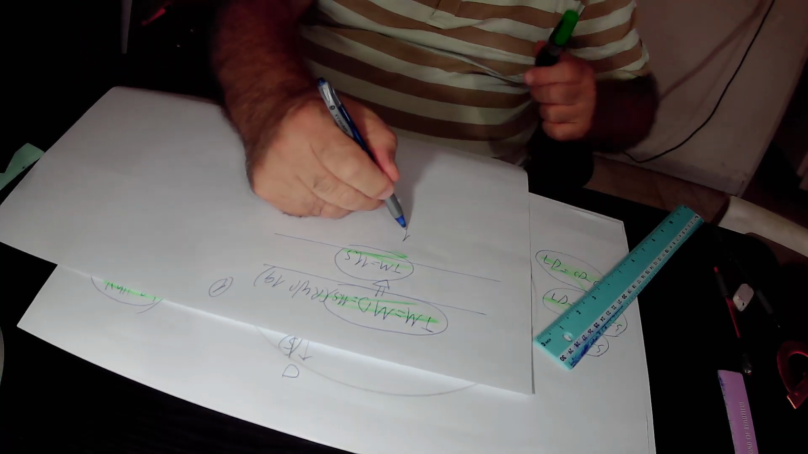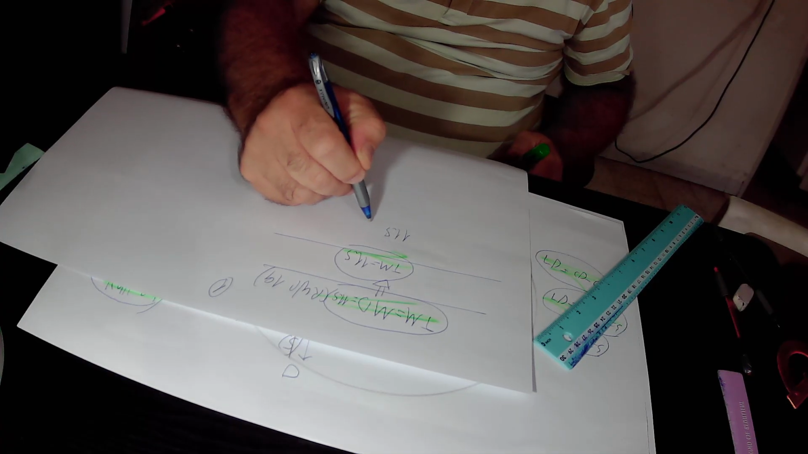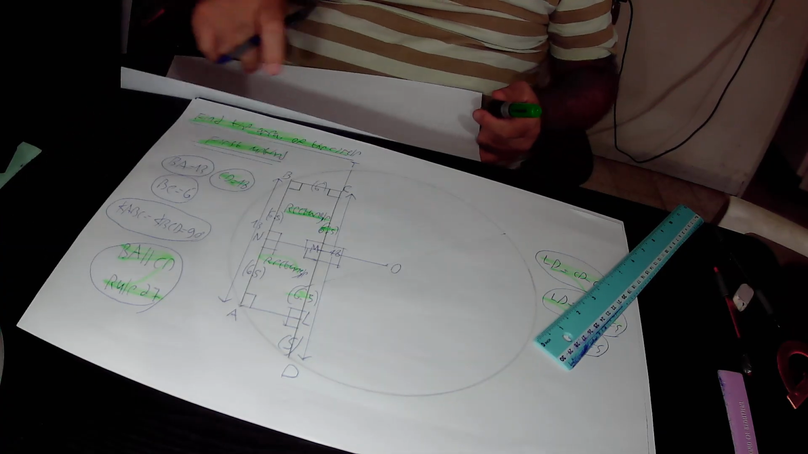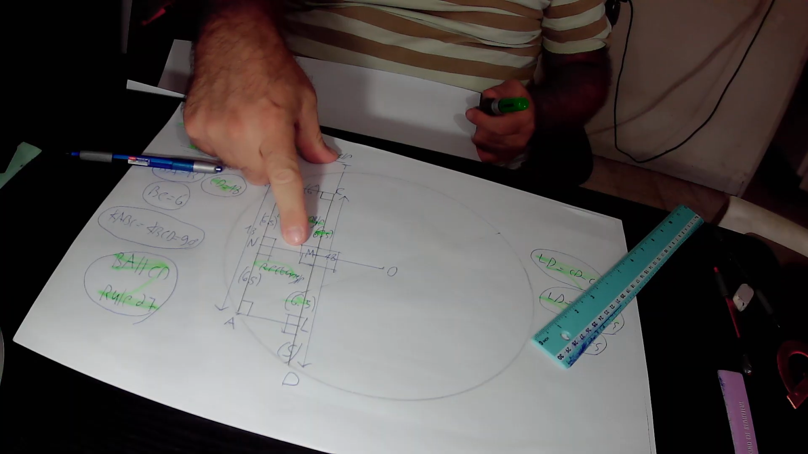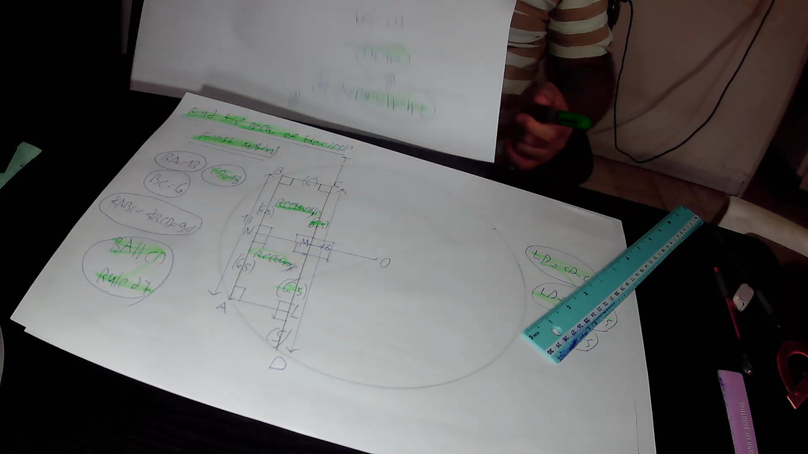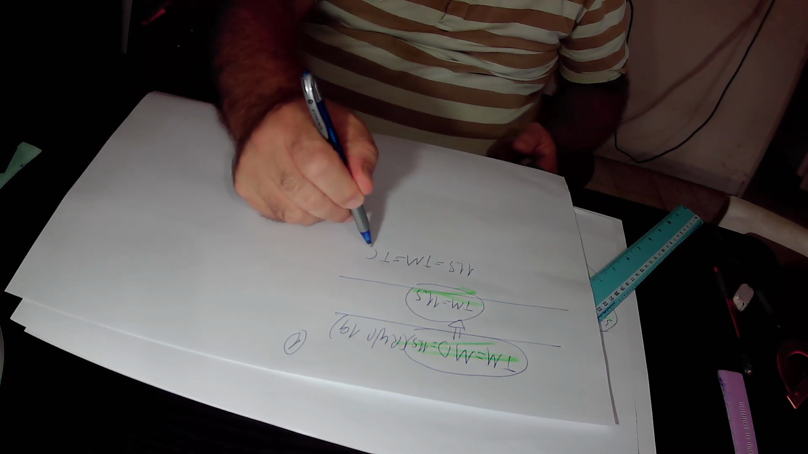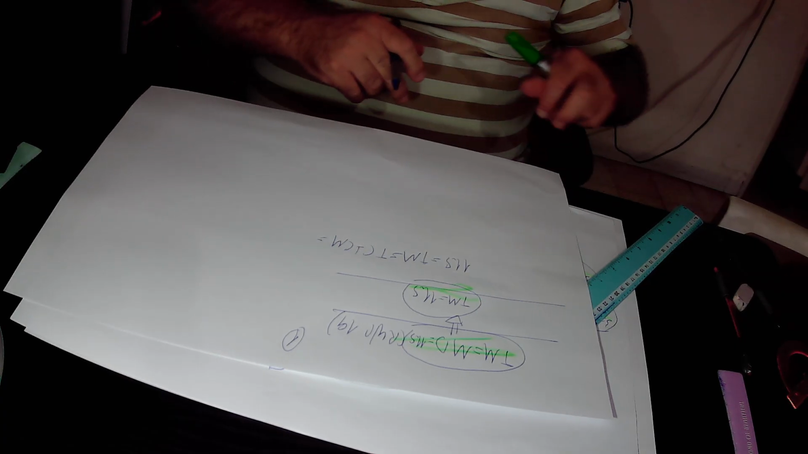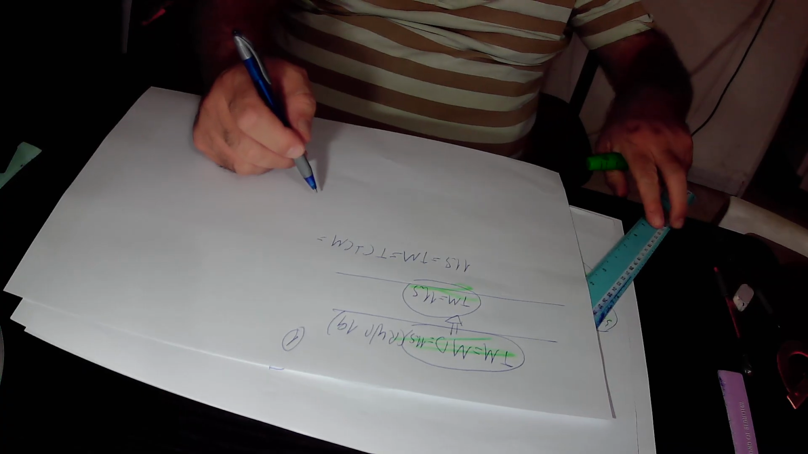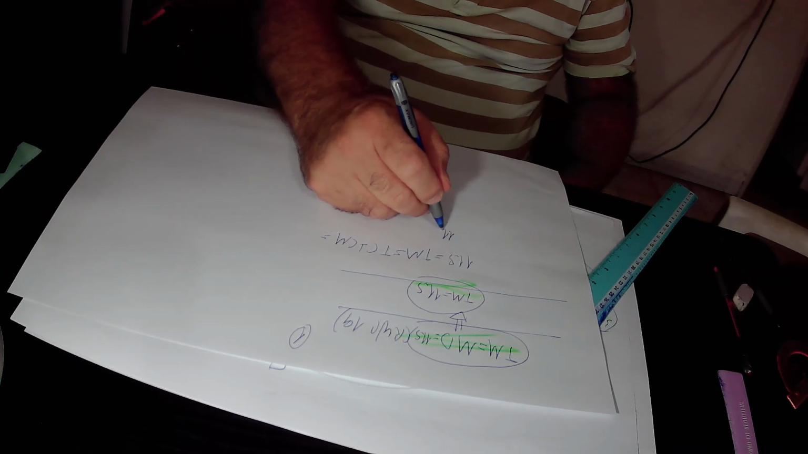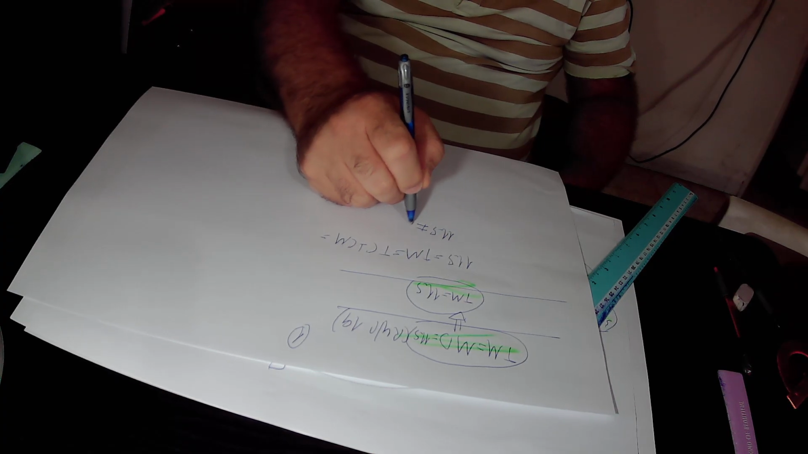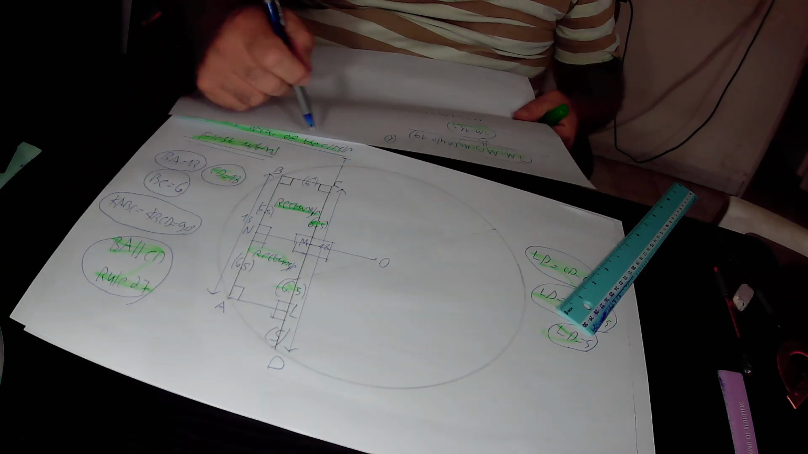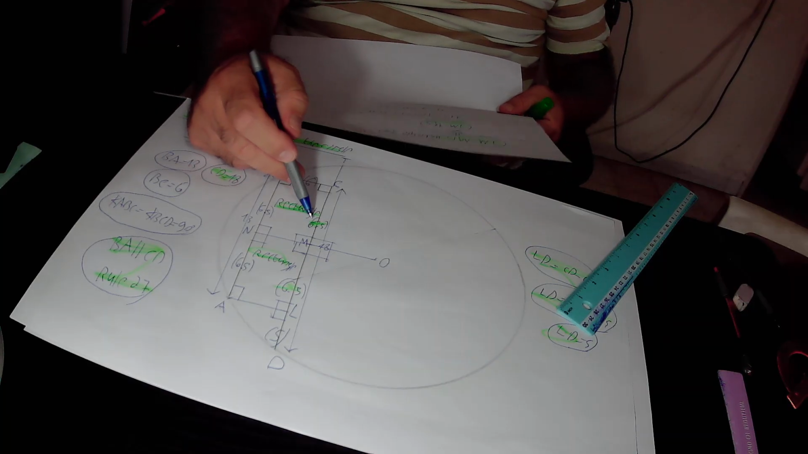So from one side, TM equals 11.5, but from the other side, TM equals TC plus CM. So 11.5 equals TM, and TM equals TC. TC is the missing side, so we leave it as it is, plus CM. CM equals 6.5.